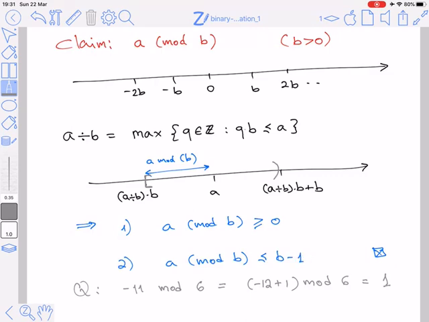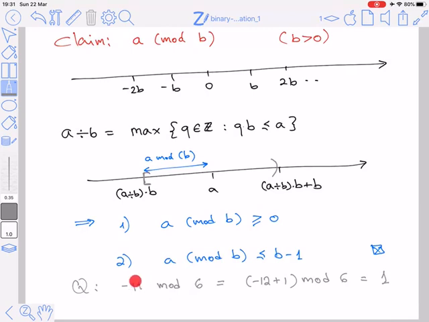Now, as a question, to see if you understand this definition, consider the case that A is negative. For example, A equals minus 11, and the divider is 6, B equals 6. Well, what is going to be this side of the interval? This side of the interval is going to be minus 12, and minus 11 is in fact minus 12 plus 1. So the difference between A, which equals minus 11, and the left-hand side of this interval, which is minus 12, this difference is exactly 1. And therefore, the remainder of dividing minus 11 by 6 is 1.